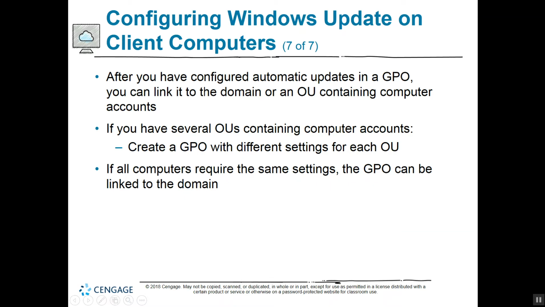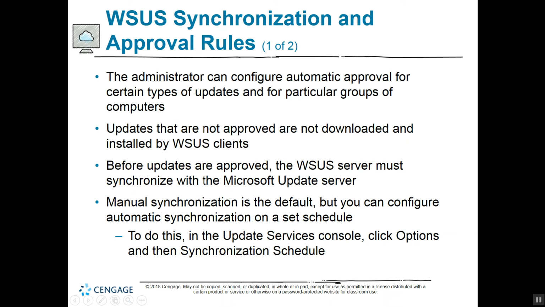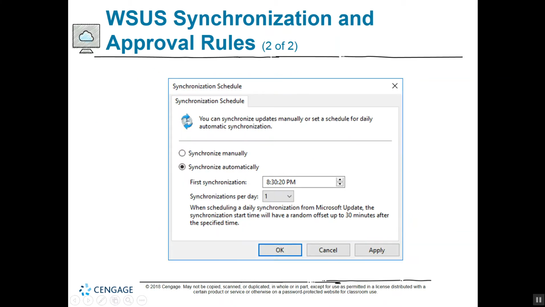Now, after you've configured automatic updates in a GPO, you can link it to a domain or an organizational unit containing computer accounts. Updates that are not approved are not downloaded and installed by the WSUS clients. Before updates are approved, the WSUS server must synchronize with the Microsoft Update server. We dictate when it happens.